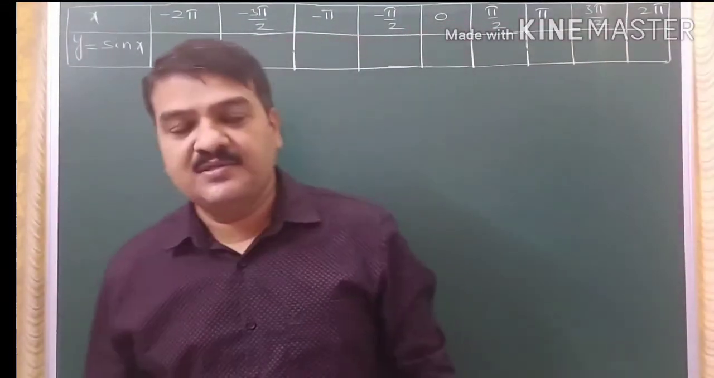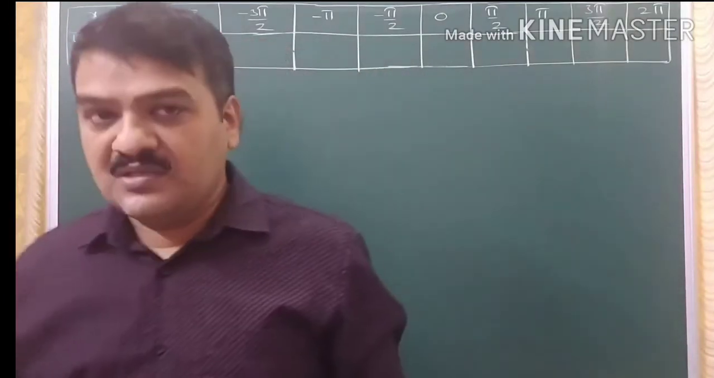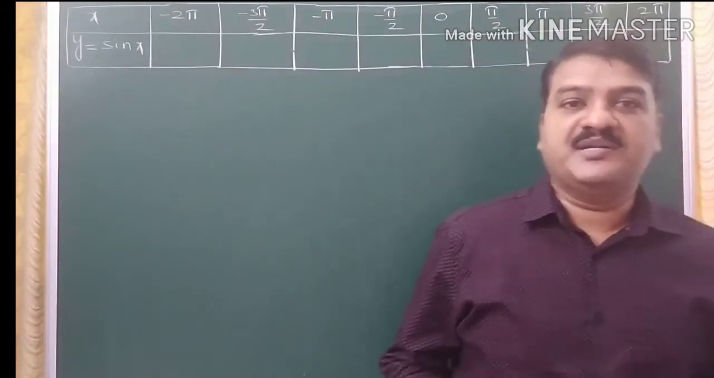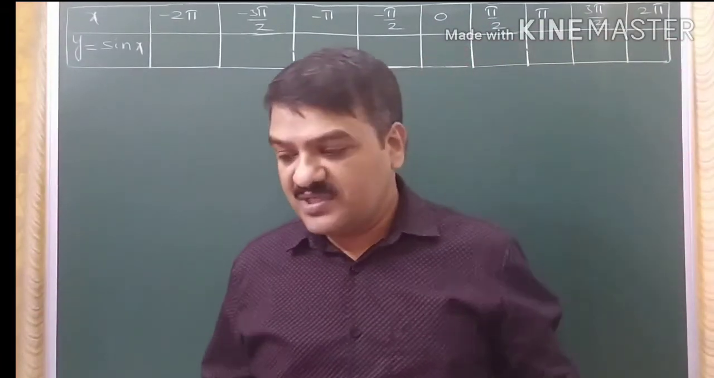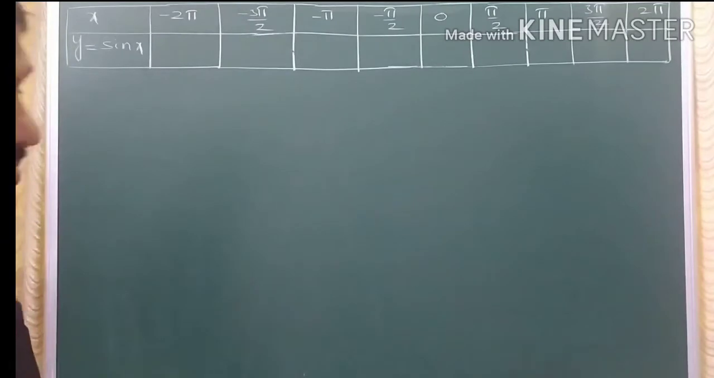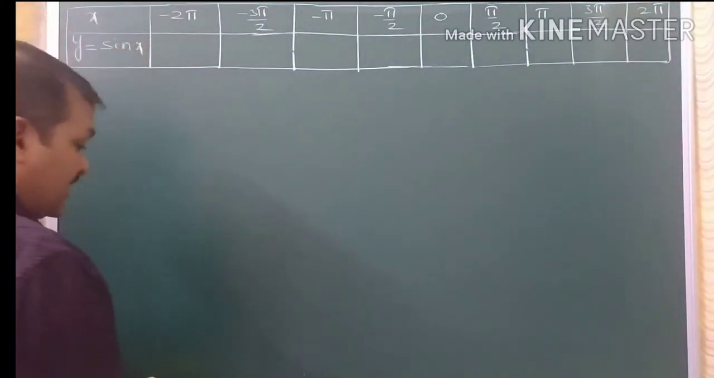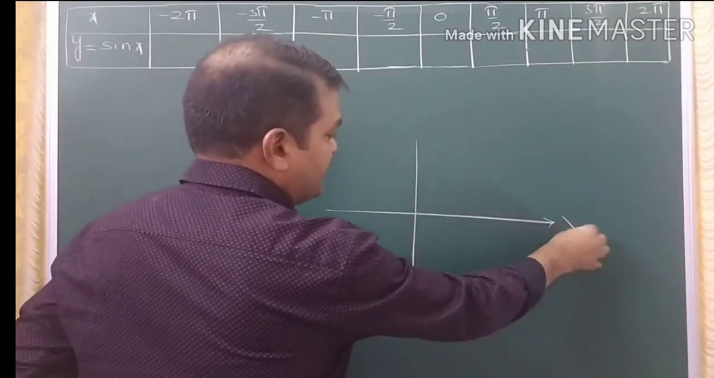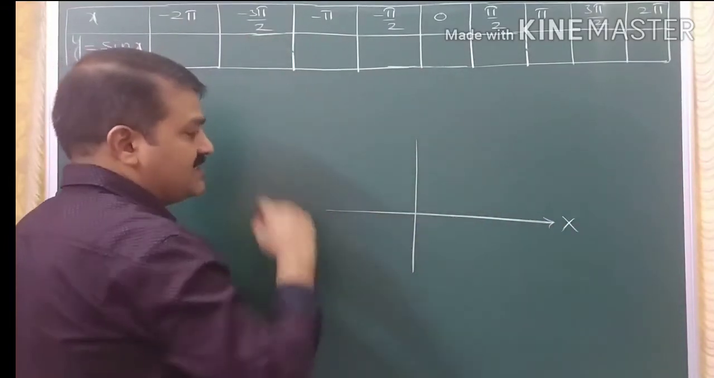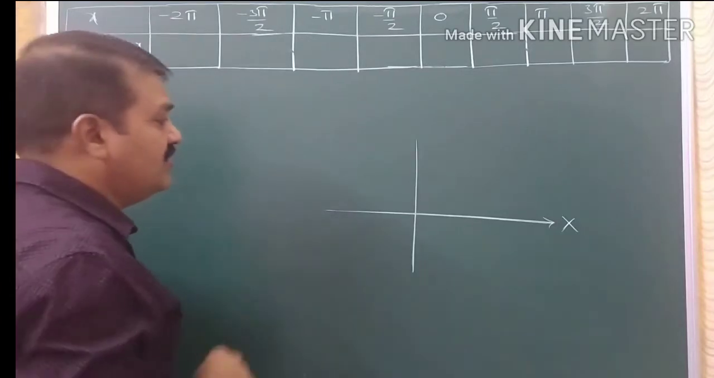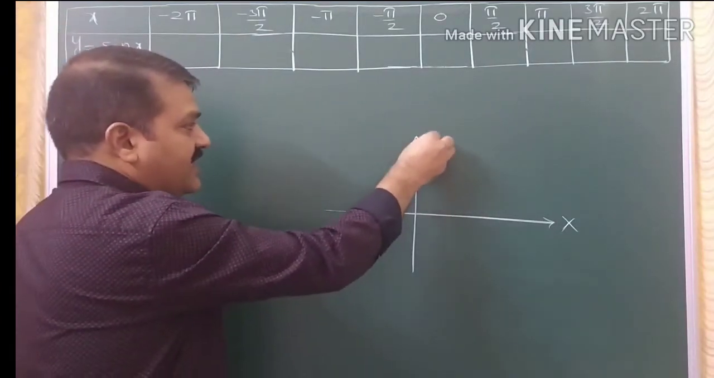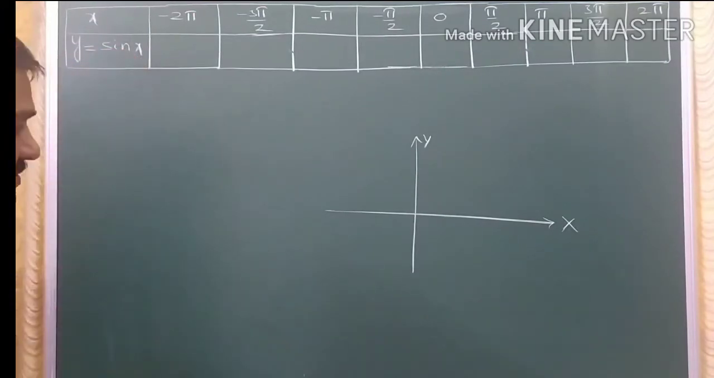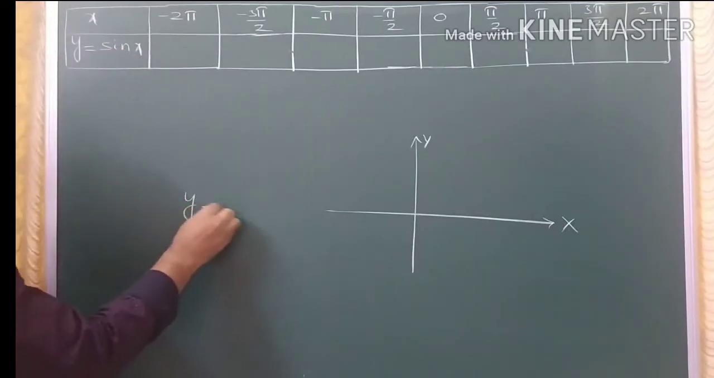Hi students, so today in this video we are going to discuss graphs of trigonometric ratios. To draw graphs of trigonometric ratios, along the x-axis we will take x values and along the y-axis we will take y values. For example, if you want to draw the graph of y equals sin x.